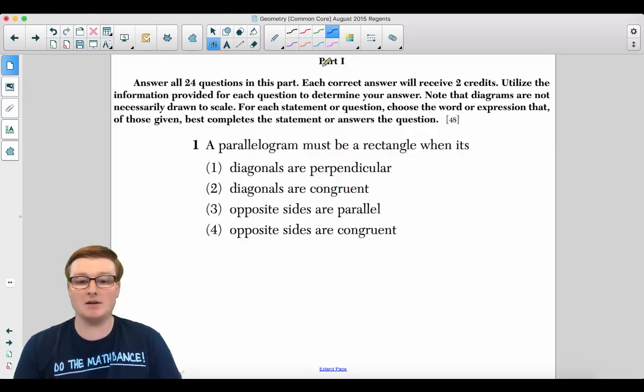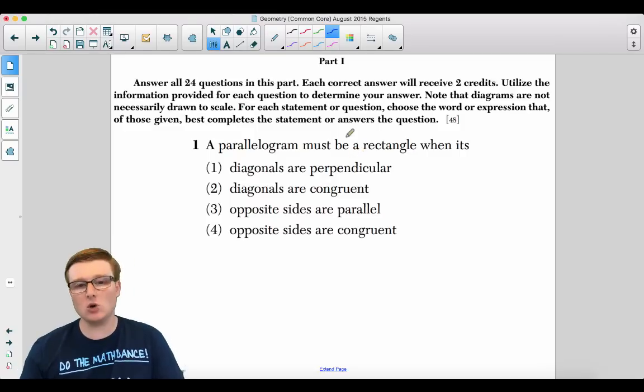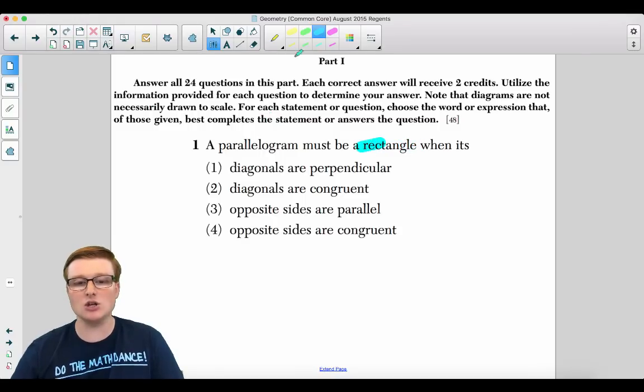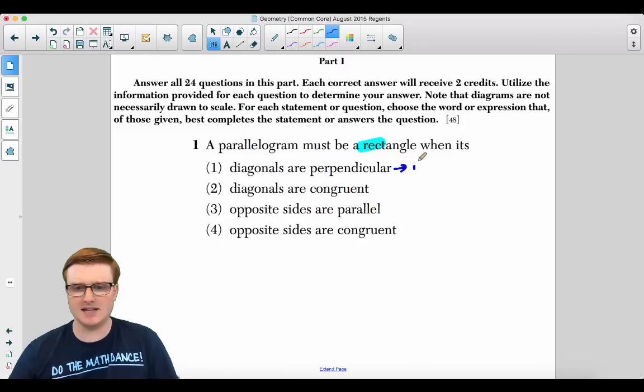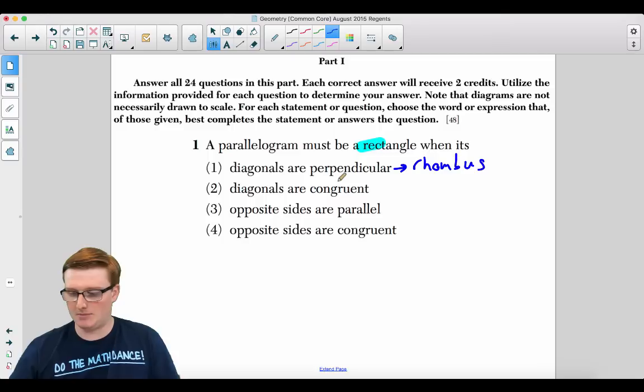Number 1, a parallelogram must be a rectangle when it's... Okay, so these types of questions are really important because it's asking you specifically about a rectangle. Choice 1 says diagonals are perpendicular. That's not even a rectangular property. That's a rhombus. A rhombus has that property, so that can't be a rectangle.